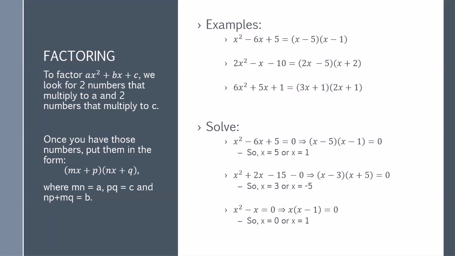Finally, something like x squared minus x equals 0, we can simply factor out a common factor. In this case, x squared and x both have a factor of x, so the x comes out front, and we're left with x times x minus 1 equals 0. So either x is equal to 0 or x minus 1 is equal to 0. If x minus 1 is equal to 0, then x is equal to 1, and of course, x could also be equal to 0.